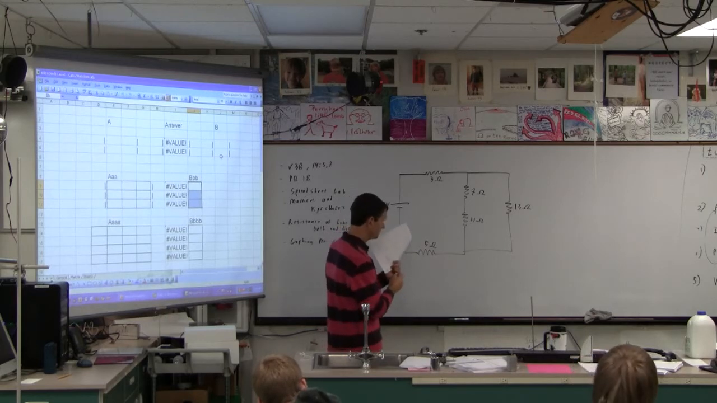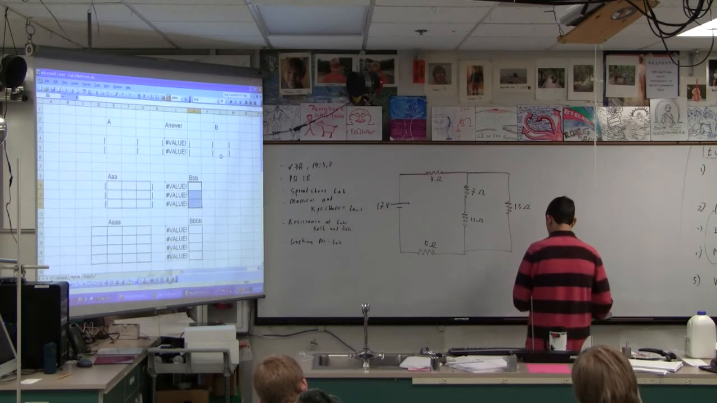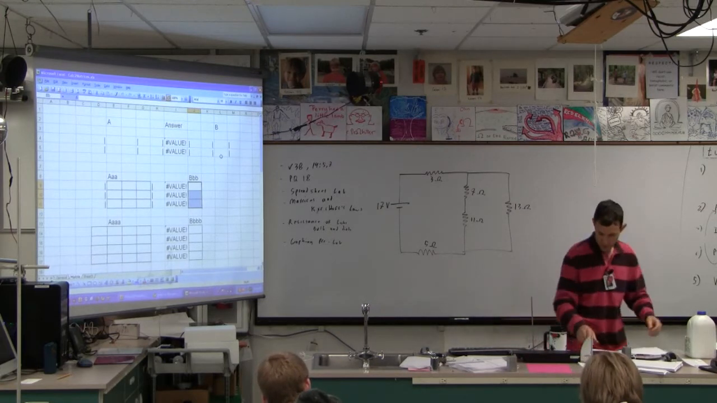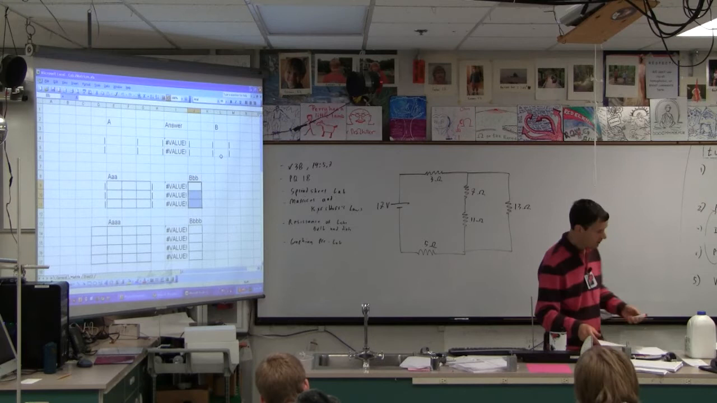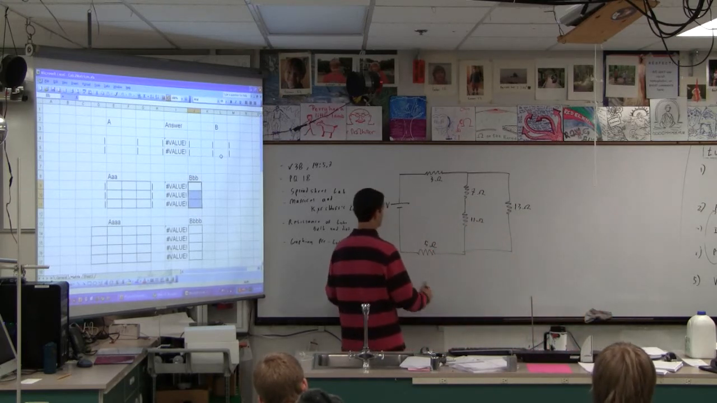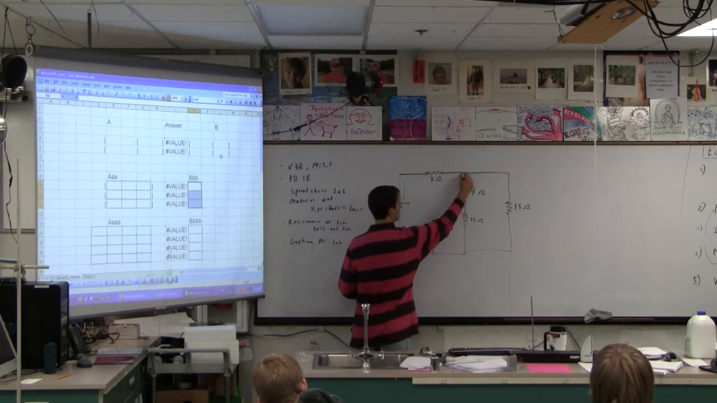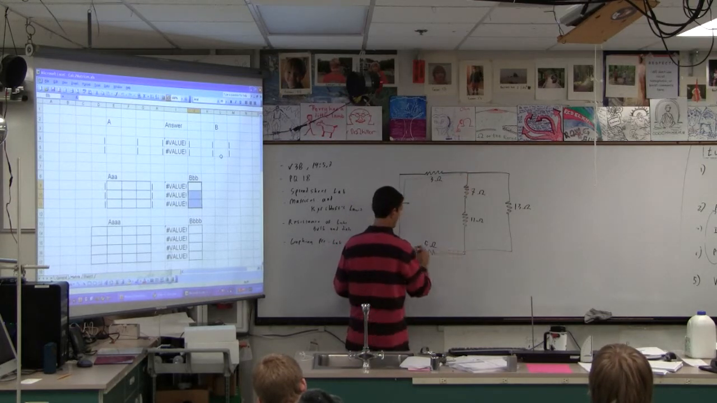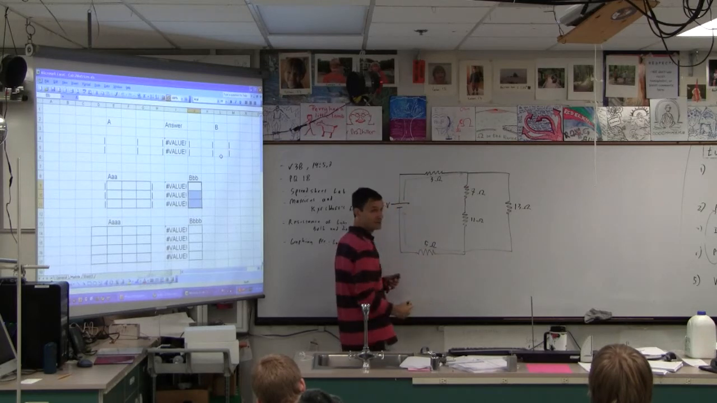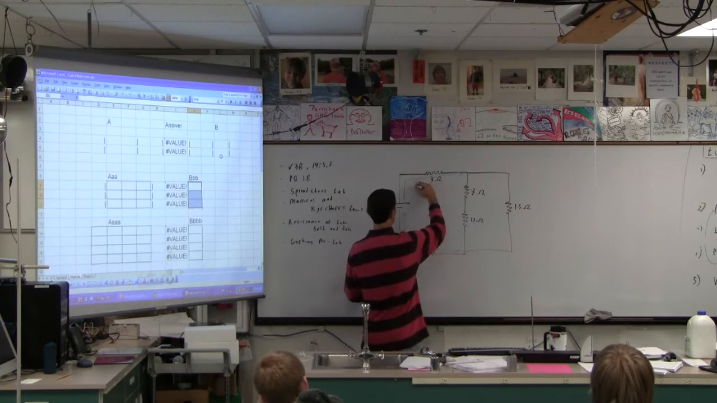Okay. Now, the first step for solving these problems this way is to trace the currents, right? Label the currents. And I'm going to call this current that flows here and here, it's the same current, isn't it? Right? Okay. I'm going to call that current I1.